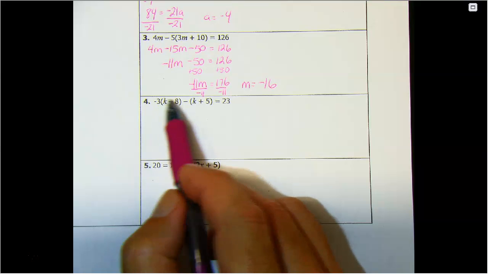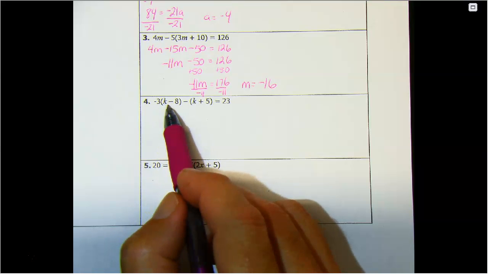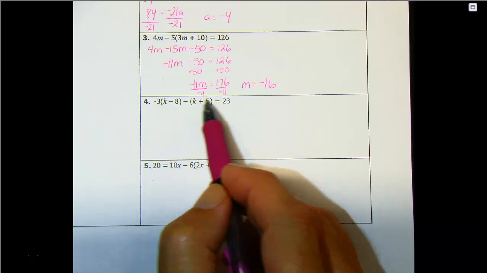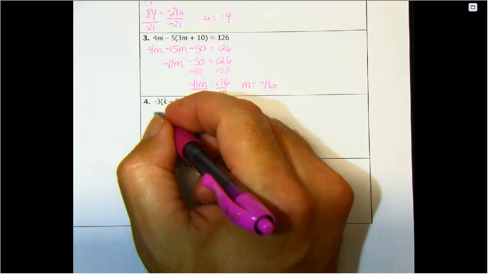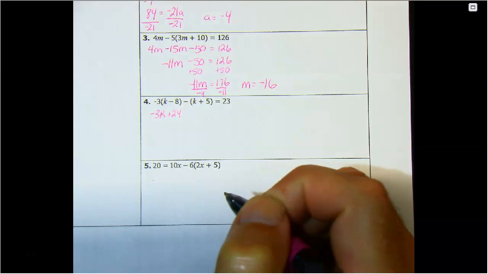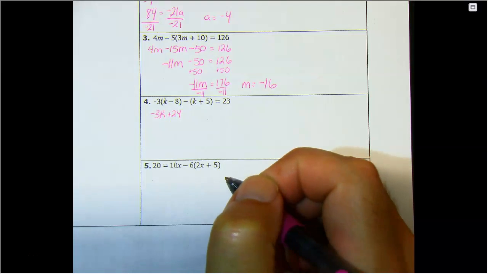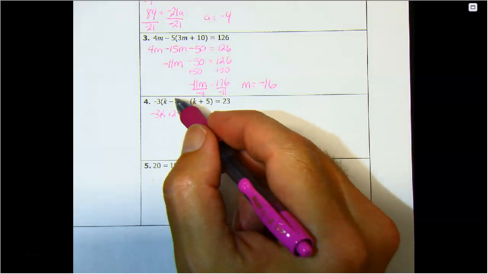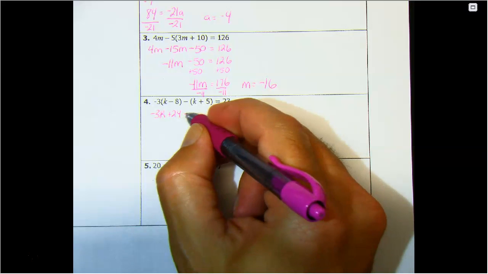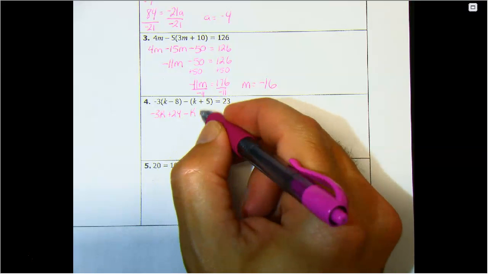Again, parentheses. We have a negative 3 times the operation of k minus 8, and we have a negative sum of k plus 5. So we're going to distribute that. Negative 3k plus 24 is that distribution. And remember, I had the negative 3 times the negative 8, which gives me the positive 24. And then I distribute the negative sign to the k, and I distribute the negative sign to the 5.